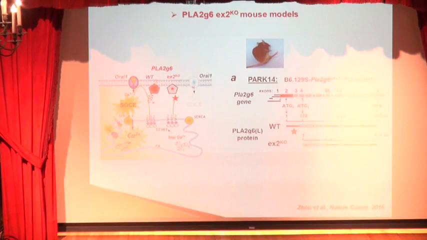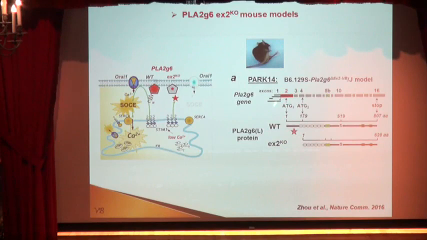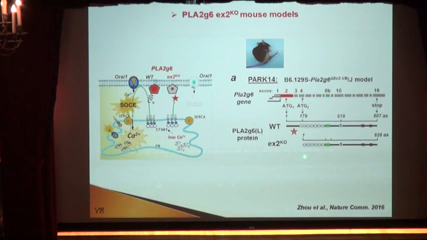So we created the situation where we deleted the N-terminus of this phospholipase genetically in the mouse model. And we created an animal which we called exon 2 knockout. We deleted this exon 2, which carries the first natural ATG site for starting the transcription of this protein. And we hoped that the transcription would start at this cryptic second ATG in exon 4. And it actually did. So we have a fully catalytically functional protein, because this is the catalytic domain.